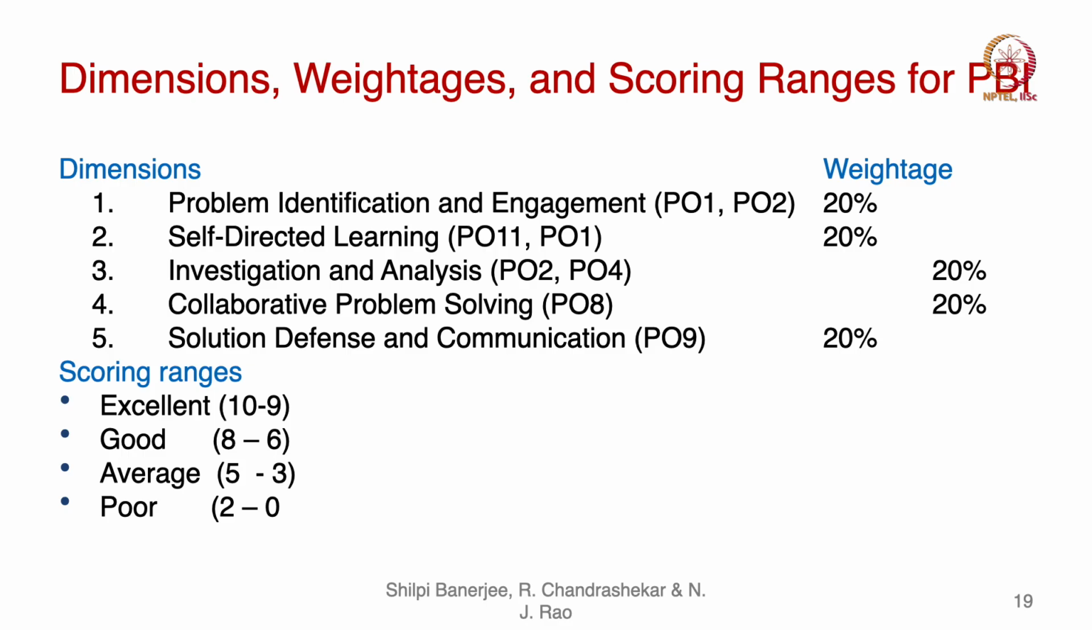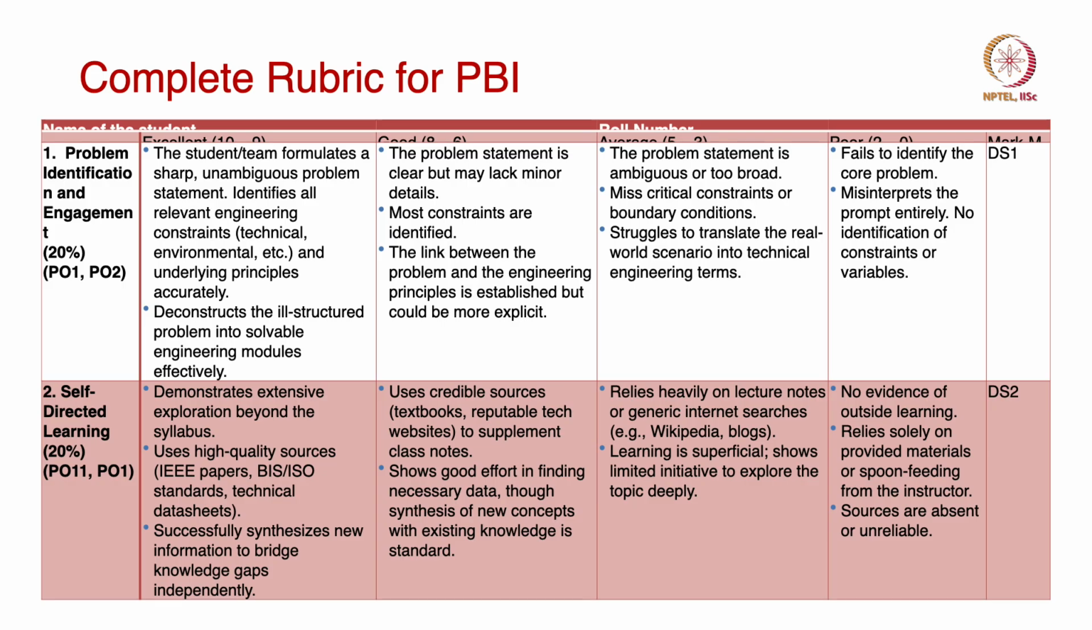Now scoring ranges are again excellent, good, average and poor: 10 to 9, 8 to 6, 5 to 3, 2 to 0. Once again, like the earlier one, all groups should aim at performing excellently. If you fall short of that, yes, you may get slightly lower marks, but at least you should attempt to do this. Problem identification and engagement has 20% weightage. We have given the same weightage to all the 5.